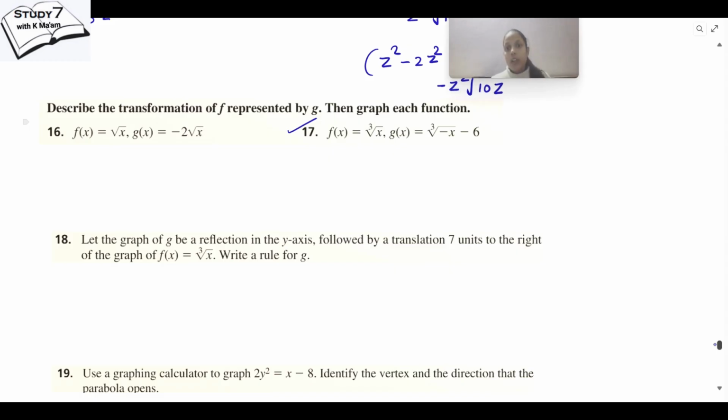Okay? Cube root of x changed to negative cube root x. Only the inside x changed to negative x. So that means it is a reflection across the y-axis. Reflection across y-axis. Then minus 6, 6 units down.